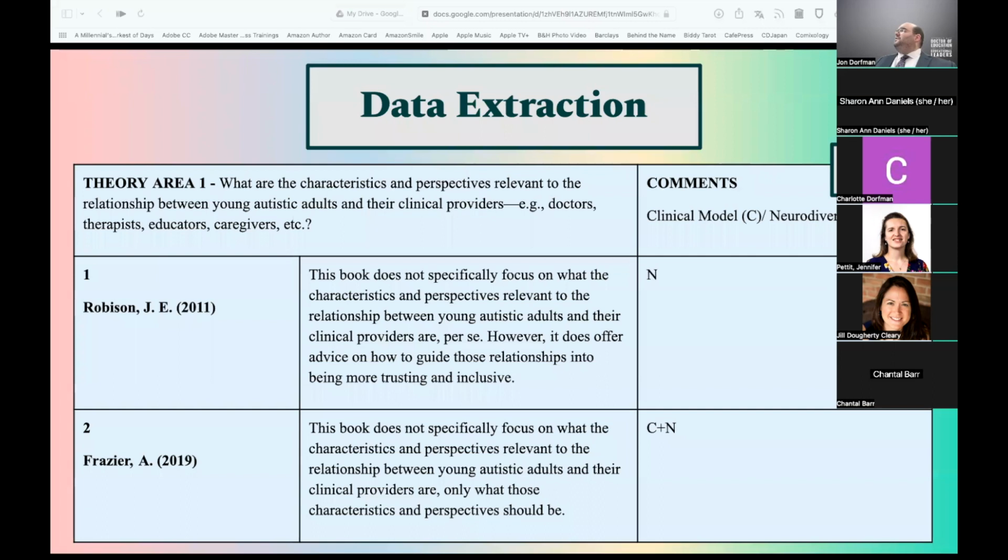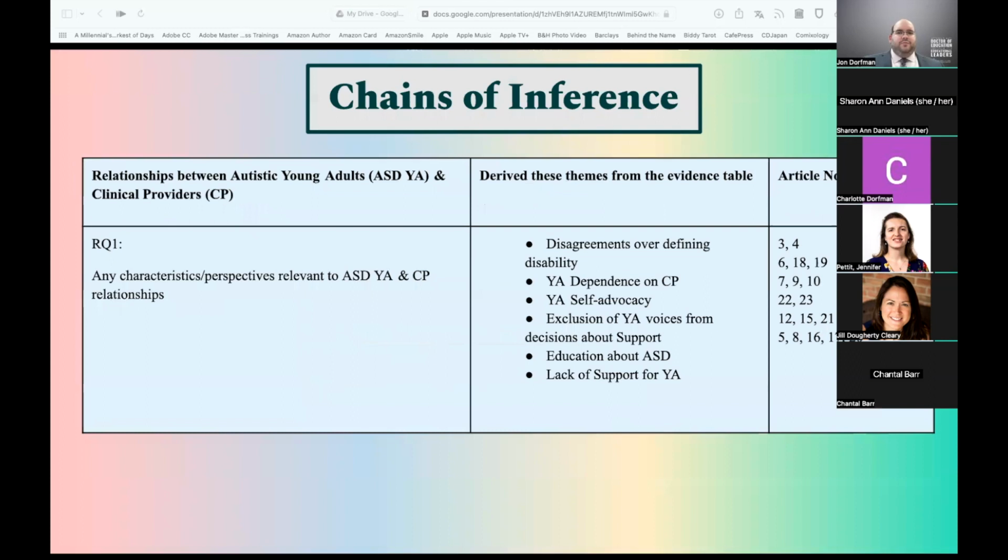As you can see, the first couple didn't really answer this particular question. The first one by John Elder Robison was written with the neurodiversity movement in mind. The second one by Alec Frazier could easily apply to both the clinical model or neurodiversity, and how that was extracted. From these evidence tables, I derived chains of inference.